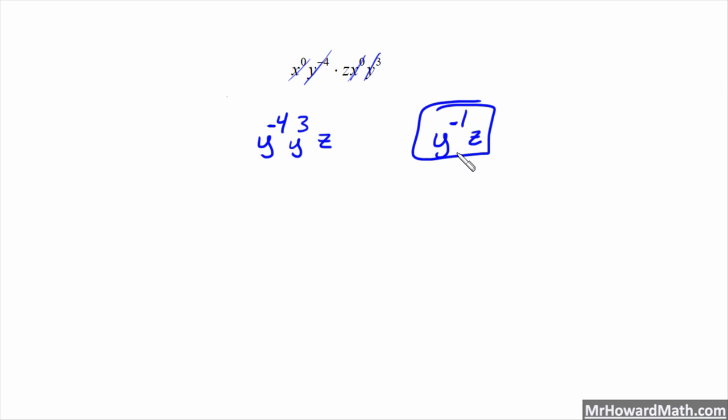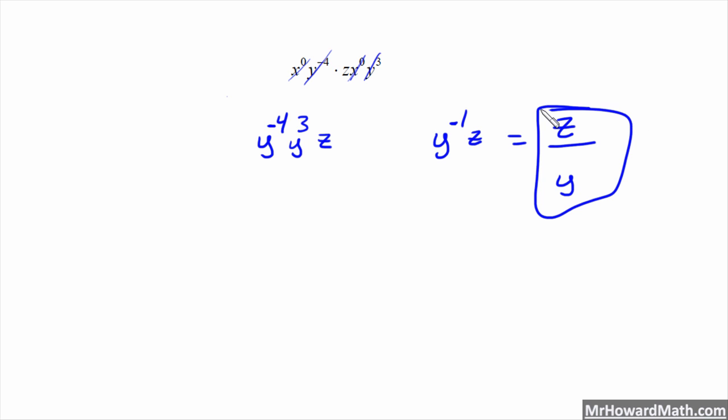So we have a negative exponent. We can't have that in our final answer, so we need to make a denominator here and move that y to the negative 1 down, make its exponent positive. So final answer is z over y to the first power. We don't have to write the first power. It's implied to be there. So final answer, z over y.